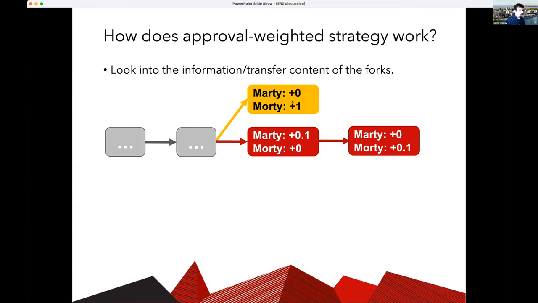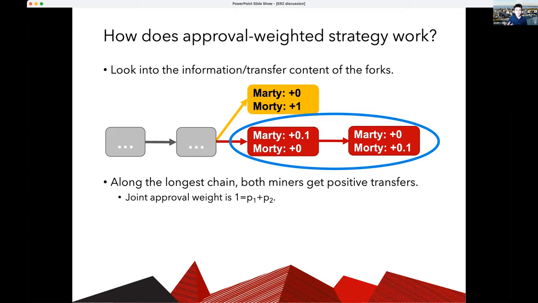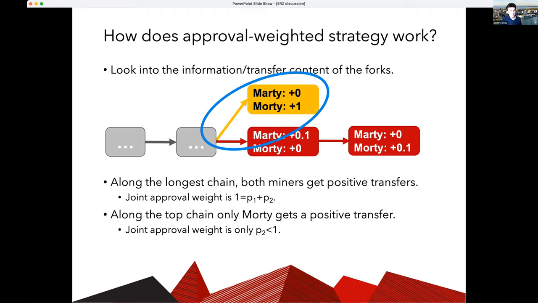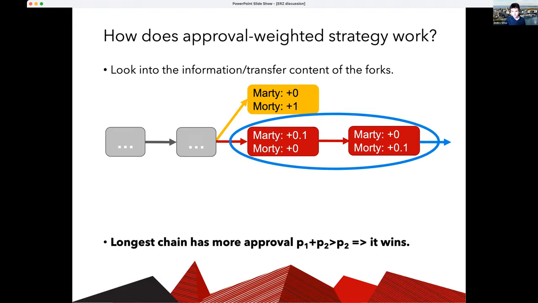Now, here's how the approval weighting works. In the longest chain, both miners get a positive transfer, so they should both be interested in continuing that chain further. That means the approval weight of that chain is the sum of their mining power, so that's going to be 1 if P1 and P2 add up to 1. However, along the top chain, only Morty gets a positive transfer. So that's an approval weight of only P2, less than 1. And so the longest chain here is going to win.